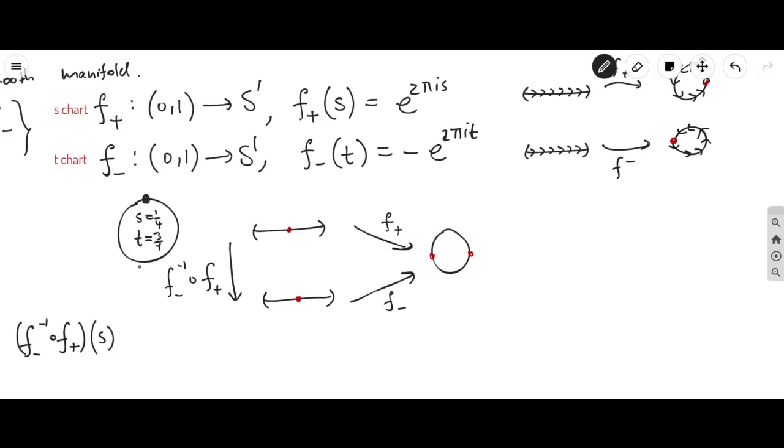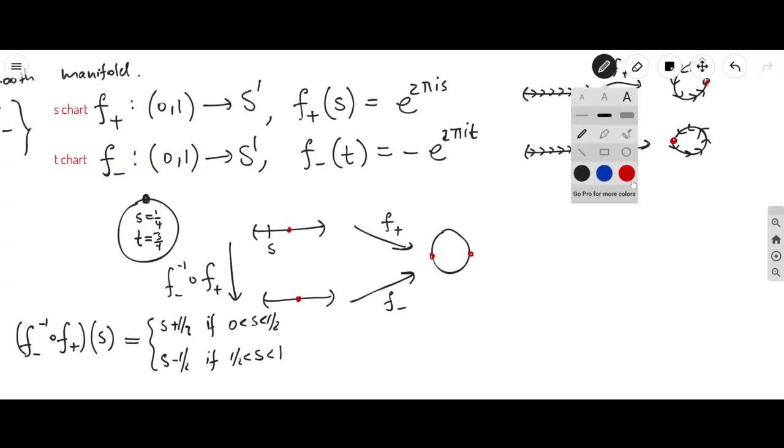So what does it do to S? So if you give me a point S, so let's say you give me a point S over here, then look what happens with S. The F plus map will wrap it around like that, but then its corresponding point in the T chart would be shifted over by a half. And so what we have here is this is equal to S plus a half if S is between 0 and a half, and it's S minus a half if S is between a half and 1.